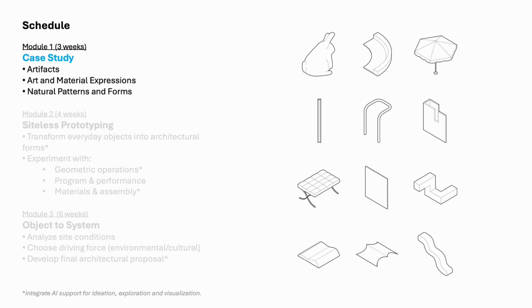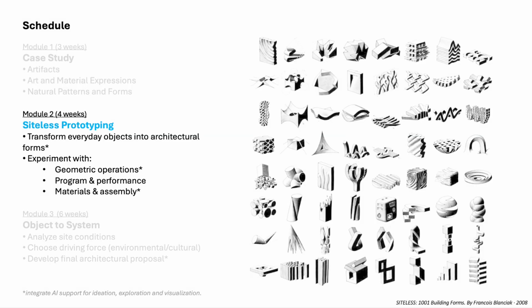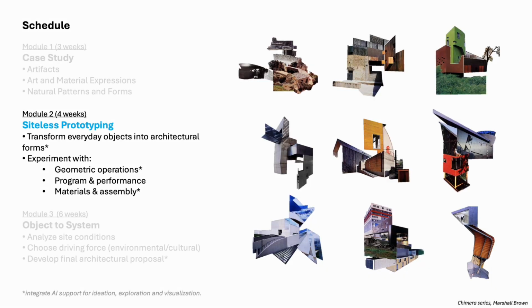influenced design. Moving into Module 2, students will focus on siteless prototyping and formal library development, translating insights from everyday objects, including architectural elements, still life, culinary items, paintings, origami, natural patterns, landforms, etc., into a library of architectural forms with AI-driven ideation support. During this phase, students will experiment iteratively with geometric operations and transformations, programs and performance considerations, as well as materialization and assembly details.